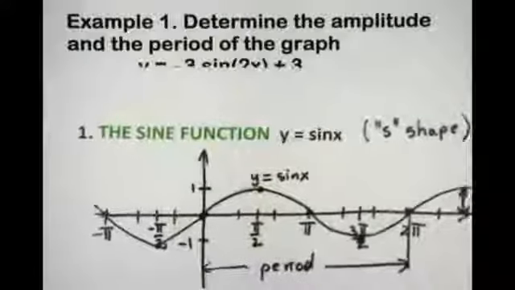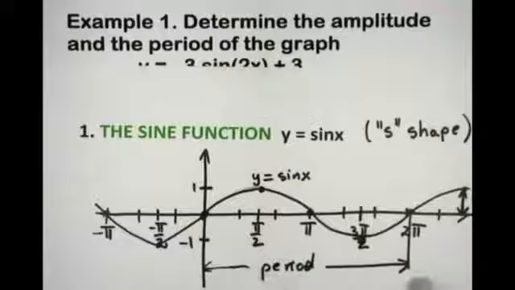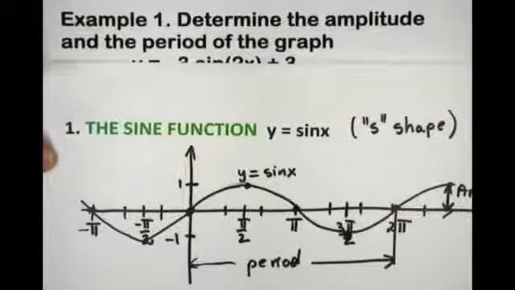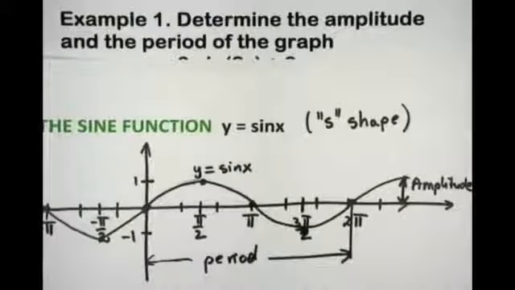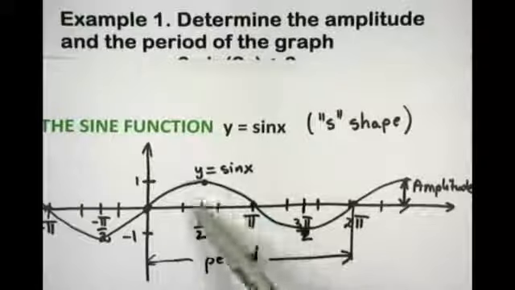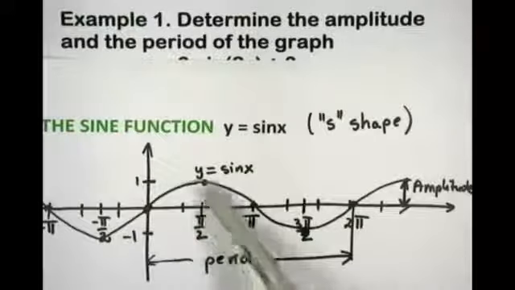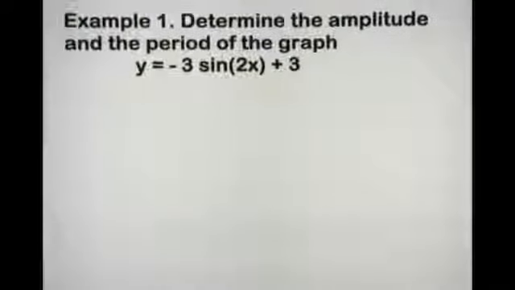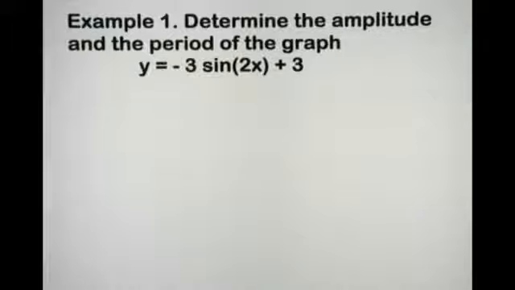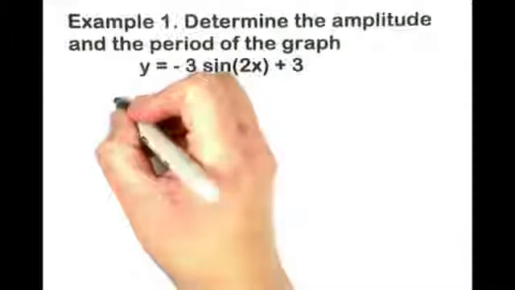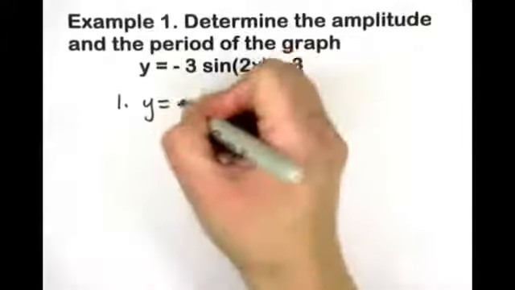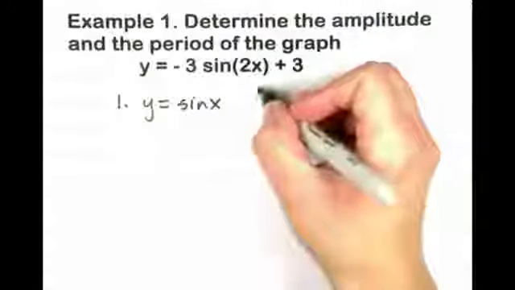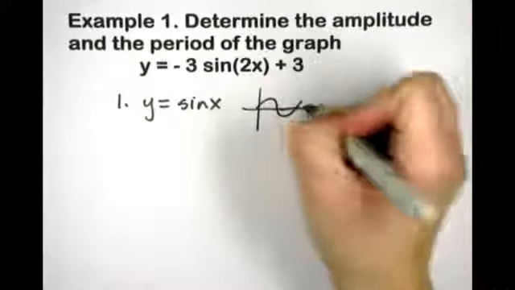For the sine curve, the original period is 2 pi, and amplitude is the height from 0 up to the 1 bump. So to determine the amplitude and period of this function, the best way is to go by the plan. How would we draw it? So number 1, I will start with sine x. Everyone knows what sine x looks like. S shape, right?